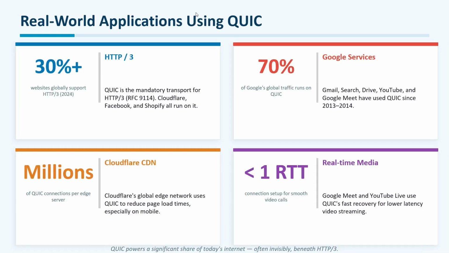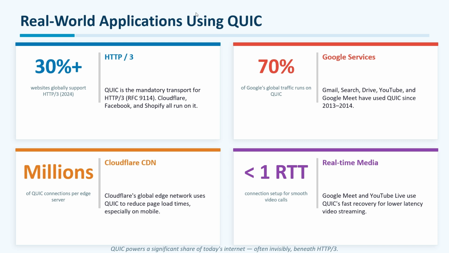Moving on to real-world applications of QUIC, first is Google services. Google originally created QUIC. Gmail, Google Search, Google Drive, and YouTube have been using QUIC since 2013 and 2014. It is estimated that QUIC carries over 70% of Google's global traffic. In HTTP/3, QUIC is the mandatory transport layer. As of 2024, over 30% of websites globally support HTTP/3, including Cloudflare-hosted sites, Facebook, and Shopify.